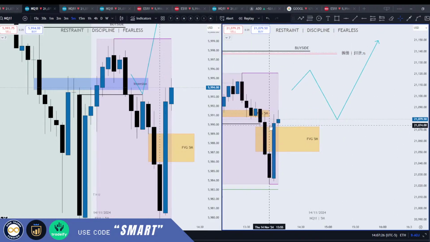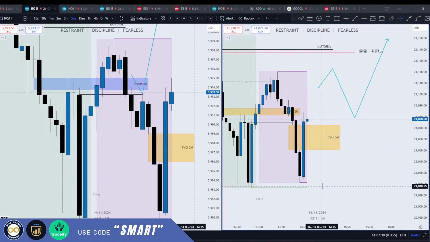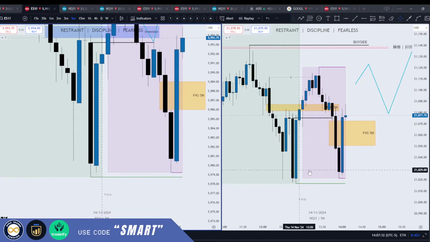We're about to get a 5-minute BPR here, and we might be able to send it back up. That's very interesting that we left these lows. We just kind of straight shot back down and didn't do anything. Not sure why it did that.